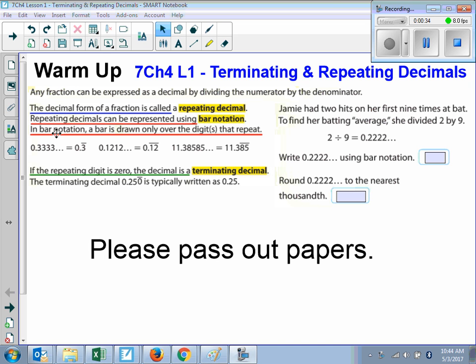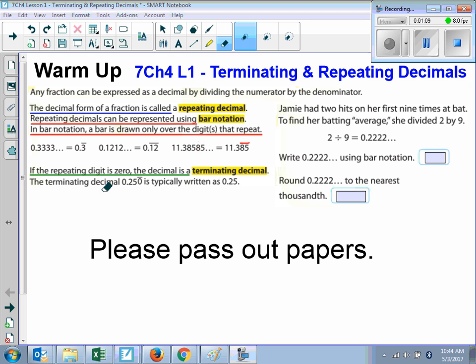Okay? Now, in bar notation, the bar only goes over the repeating part. It only goes over the digits that repeat. So, for example, here we've got 11.38585, and so on and so on. The part that repeats is the 85. So when you write the bar notation, the bar only goes over the 8 and the 5. Is everybody clear with that?